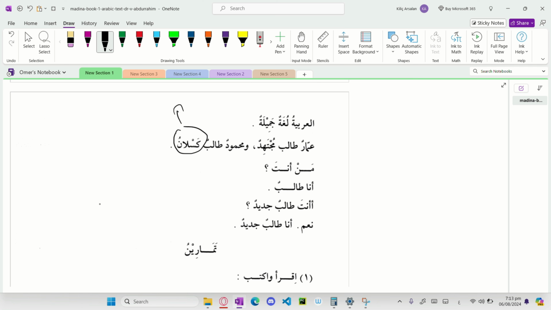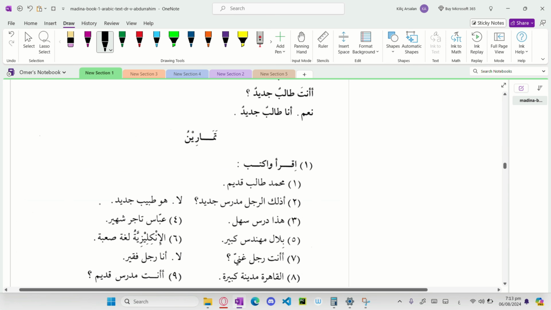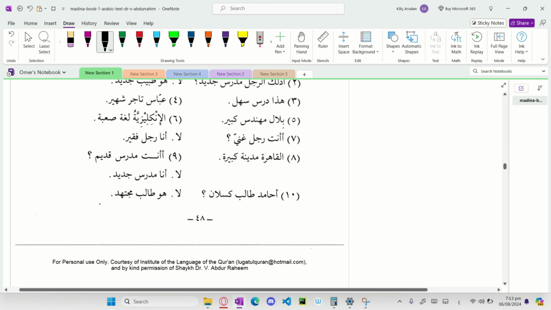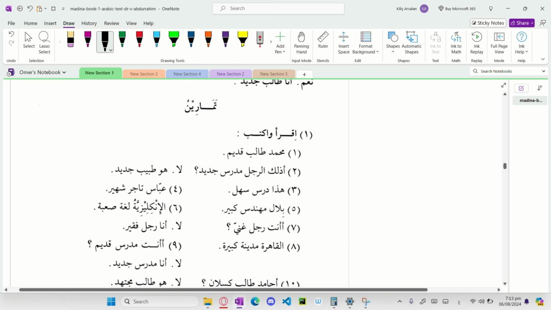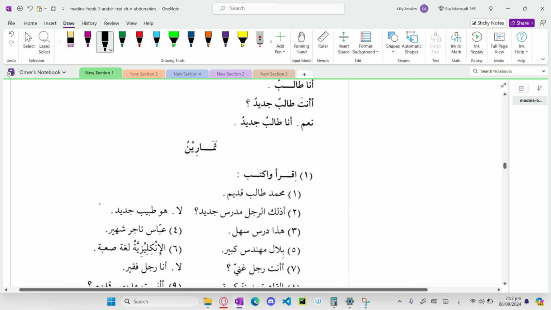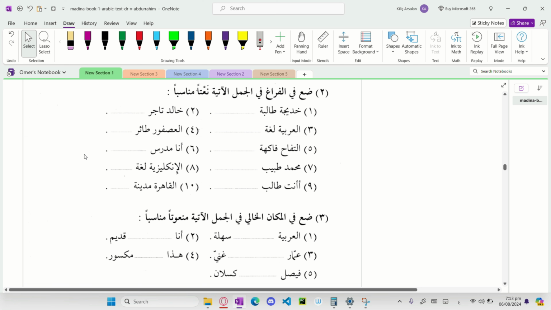Man anta? Who are you? Ana talibun. Anta talibun jadidun? Are you a new student? Naam, ana talibun jadidun. Yes, I am a new student. So that's it for the first part of the ninth lesson. The rest of the tamarin contain new vocabulary and of course building on this concept with practice examples. So you should practice it.